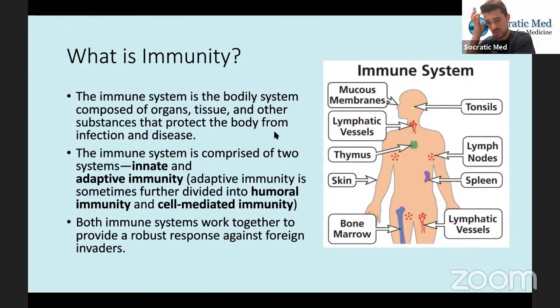So it's usually a combination of both. It usually starts with the innate immune system, and then the adaptive immune system takes over. And we're going to get into that in a little bit. I put this graphic over here. It's just a basic sketch of the immune system and part of the lymphatic system.